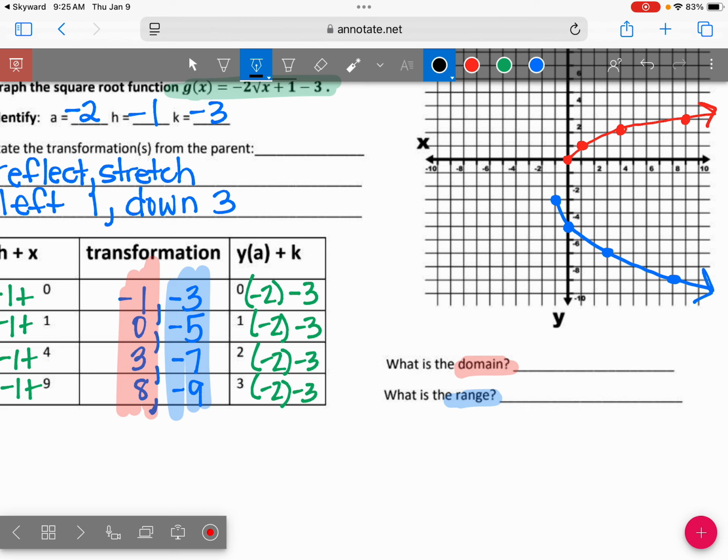So my domain is x is greater than or equal to what? What's my first number in my table for x? -1. This one reflects. So it'll be y is less than or equal to. Because it's a -a, we have to flip that to a less than, and that would be -3.